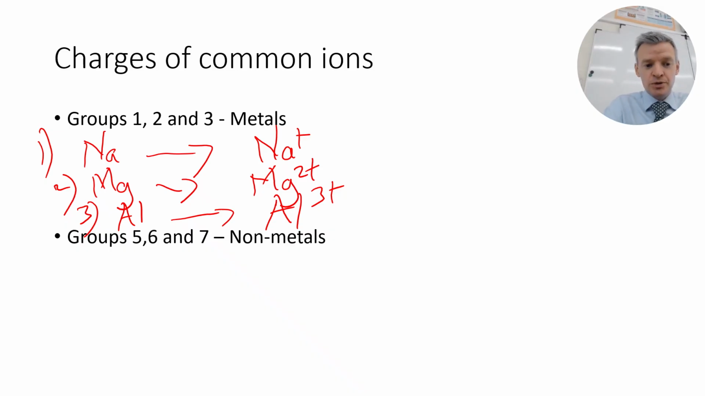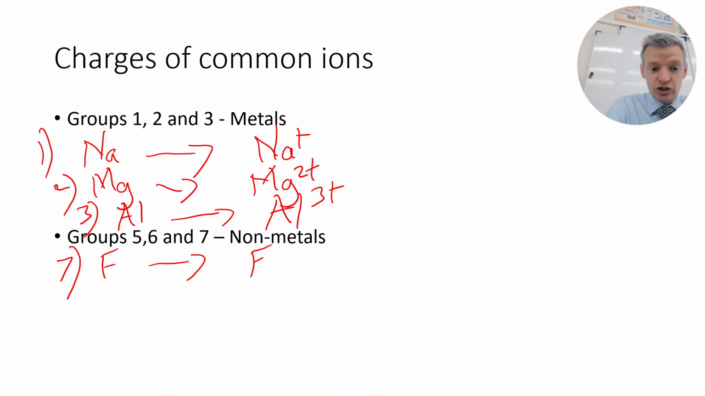So for the non-metals, in groups 5, 6, and 7, and I'm going to start with group 7 because it's the easiest one to look at, and we're going to pick fluorine, which I used in the previous slide. So fluorine has 7 electrons in its outer shell, and rather than losing 7, it gains 1 electron. Gain an electron, you now have a charge of -1 because you've got more electrons than protons.